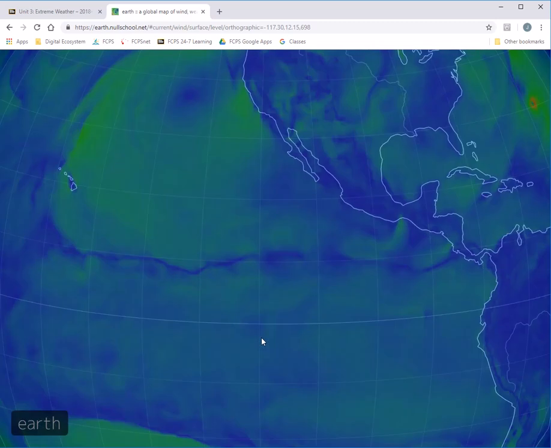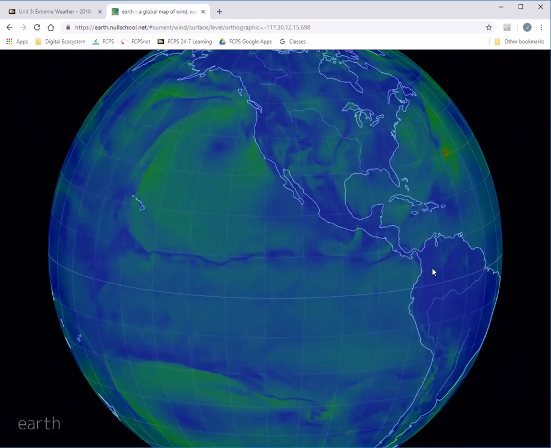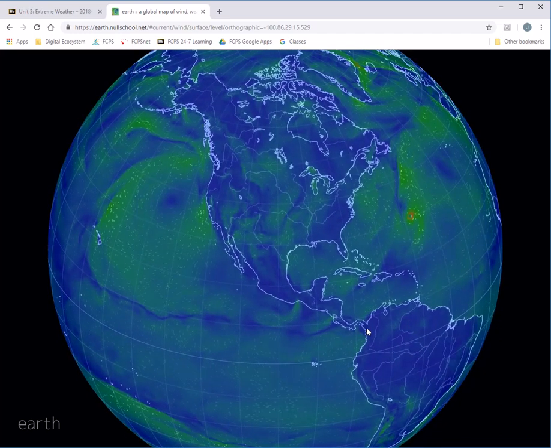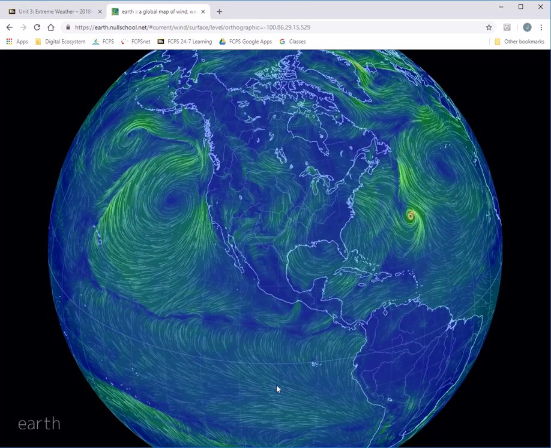Okay. Now let's look at some other features of the wind modeler and ways to play with time, going forwards and backwards in time.